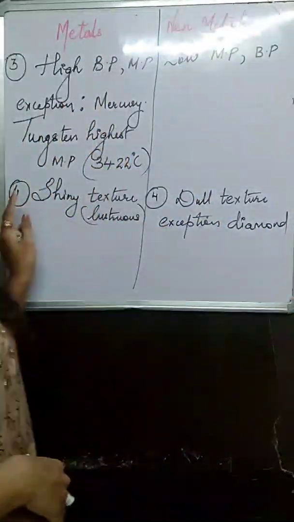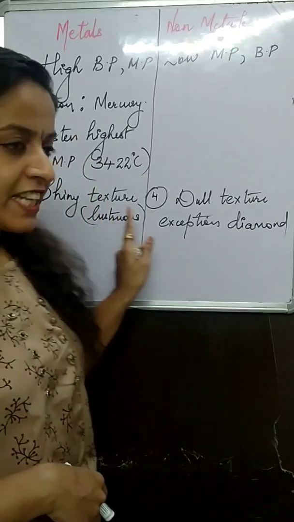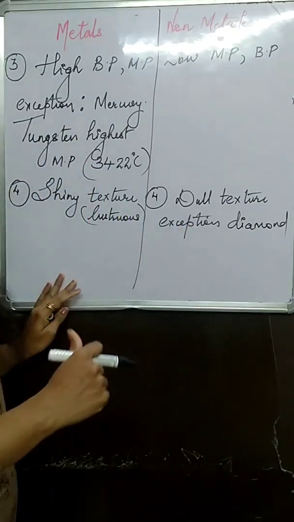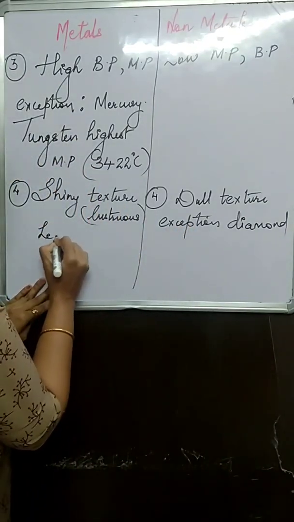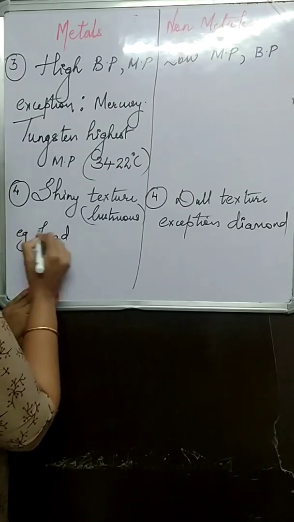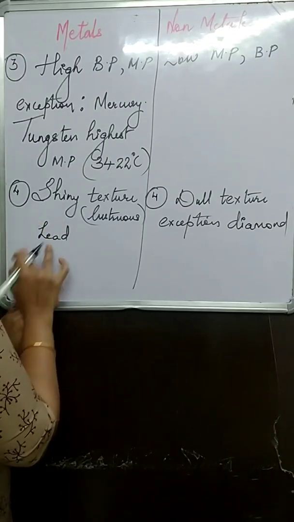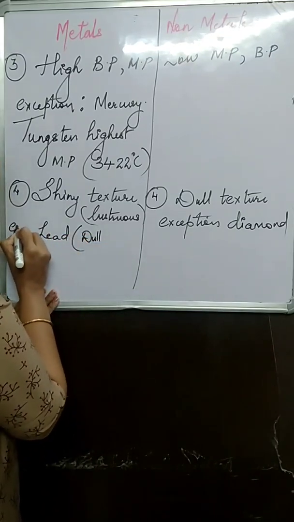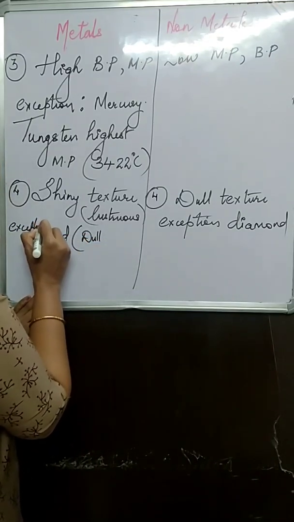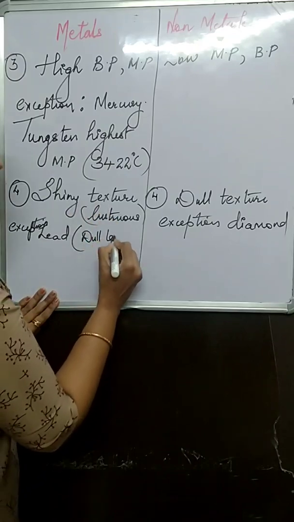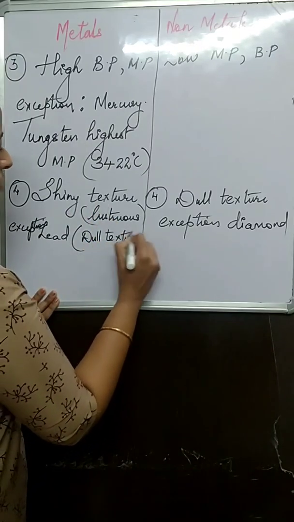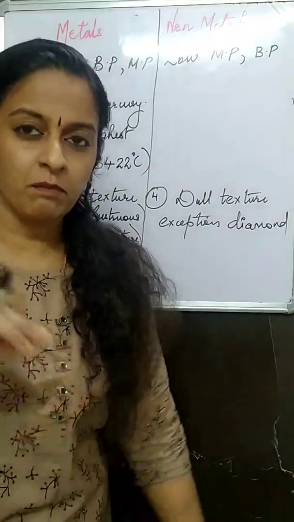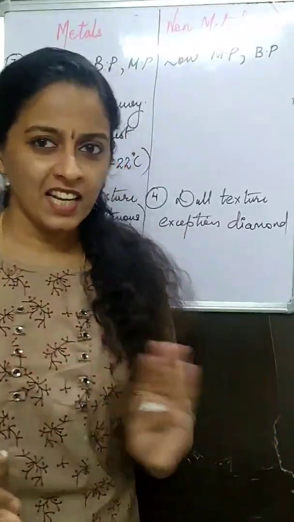Now again, for metals, shiny texture I said, in that there is an exception which is lead. Lead doesn't shine. Okay, except lead, dull texture. Okay, this is an exception. Right, mention it. Exception. So lead is a metal but the texture is a little dull.